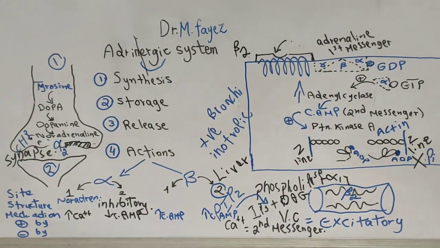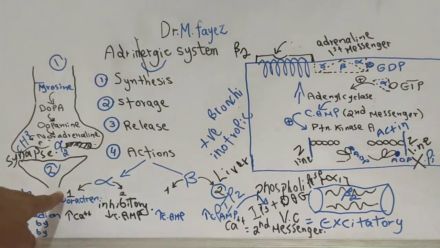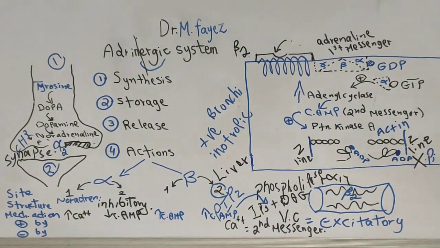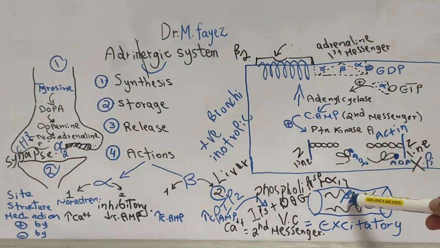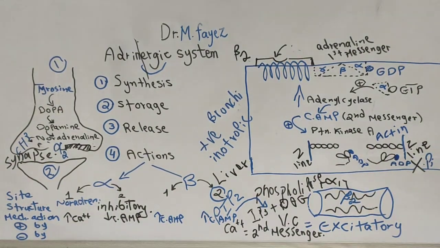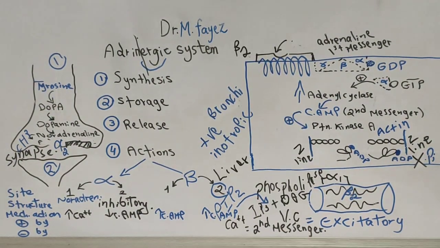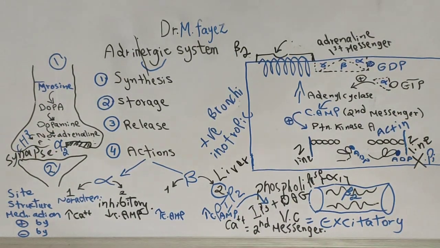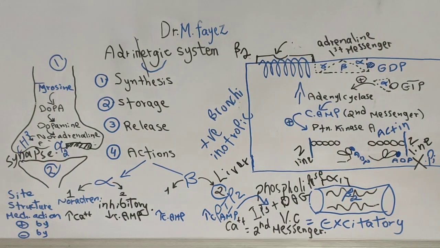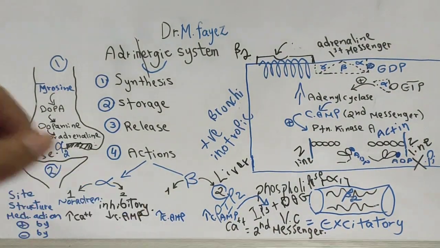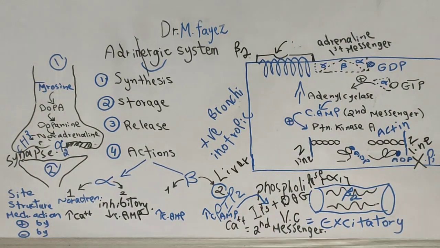This means that noradrenaline is a better vasoconstrictor because alpha 1 is present on the wall of blood vessels, while adrenaline is a better vasodilator because beta 2 on the smooth muscle lining the wall of the vessel is inhibitory, which means it will cause vasodilation or relaxation. While both of them, noradrenaline and adrenaline, bind to beta 1 on the heart with almost equal effect. This is important to know.